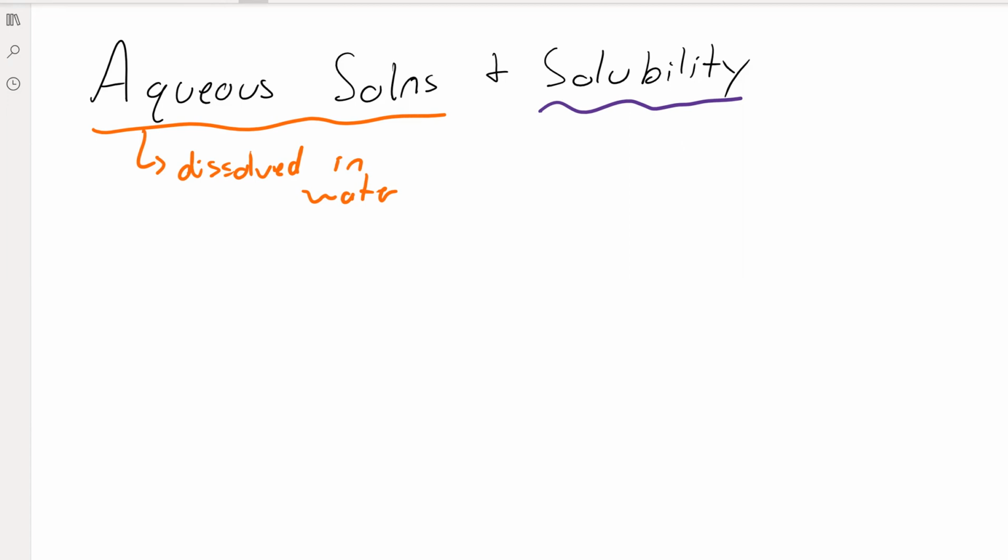And some compounds will easily dissolve into water, and other compounds will rarely or basically not at all dissolve into water. So basically, what we're asking about solubility is, will it dissolve? And in general, if the answer is yes, then we say that it's soluble. And if the answer is no, it's not going to dissolve, then we call that insoluble.